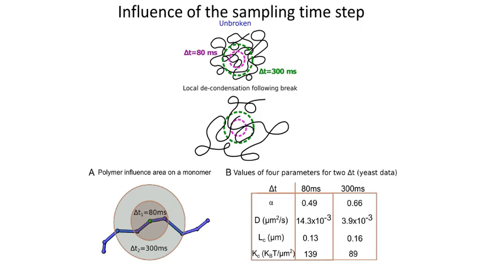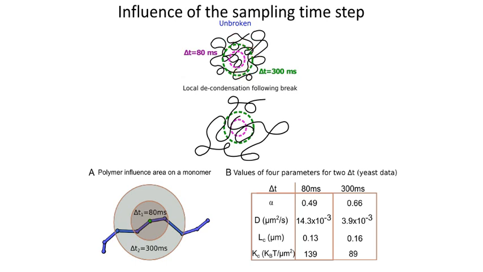What's the influence of the sampling time delta t? So once a spot is chosen and the sample time delta t can change from 80 milliseconds to 300 milliseconds, we have represented here the sphere of influence. That is, during 80 milliseconds, only a certain fraction of the polymer model might influence the given locus, while for 300 milliseconds, this radius has increased.